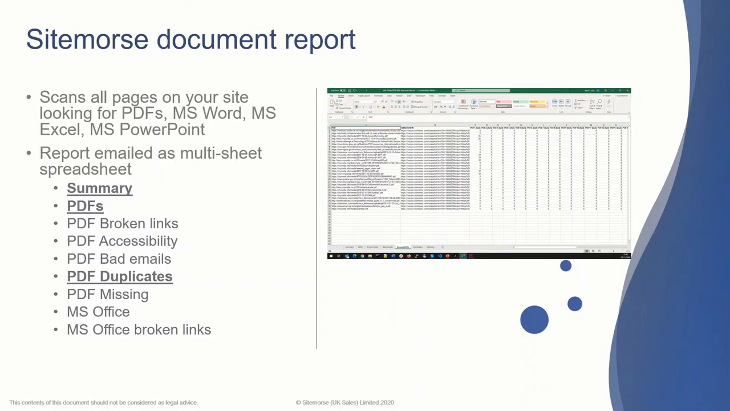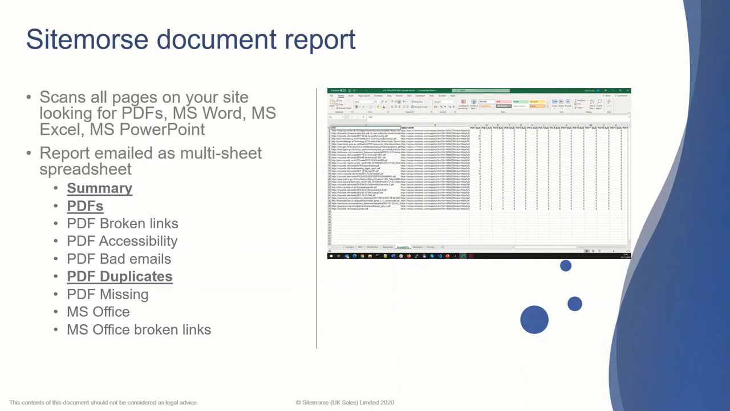There's a sheet for PDFs that are missing. That is, your web pages were linking to a PDF on your site, but we couldn't find that PDF. There's also a couple of sheets because whilst we're looking through all the documents on your website, we find all the Microsoft Office documents as well. So there's an MS Office sheet and an MS Office with broken link sheet. And when we're talking about MS Office there, we are talking about Word, Excel and PowerPoint.